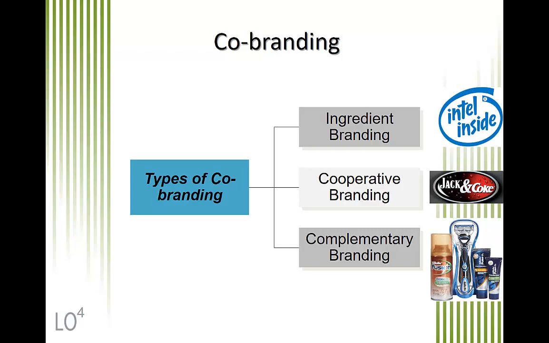Complementary branding refers to products advertised or marketed together to suggest usage. For example, Gillette is a razor company, but they also have shaving creams or aftershave creams. Co-branding is a useful strategy when a combination of brand names enhances the prestige or perceived value of a product, or when it benefits brand owners and users.